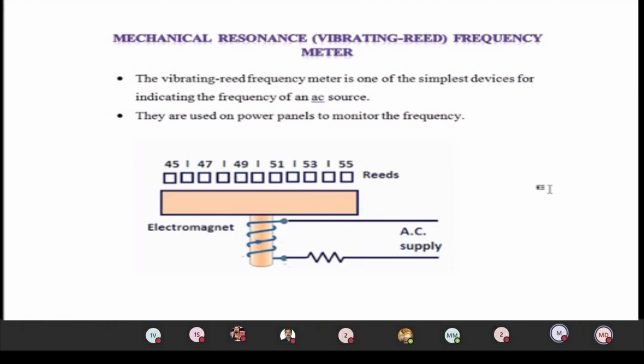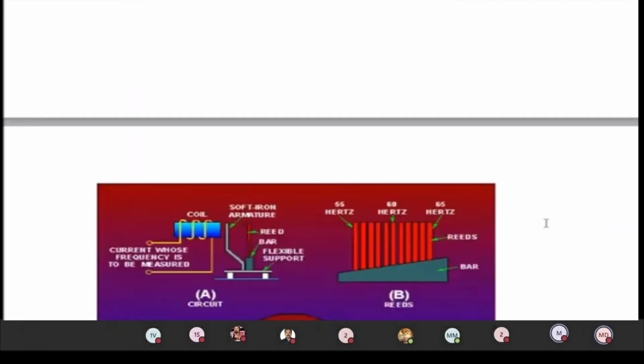So you can see the construction. On screen you can see the components which have been used. There will be an electromagnet which will be fed by the AC supply whose frequency we have to measure. Nearer to the electromagnet there will be steel strips, different steel strips with different natural frequencies. Each strip has a natural frequency of its own. So these steel reeds have the tendency to vibrate depending upon the frequency of the supply. Okay, we can see in detail in the next diagram.